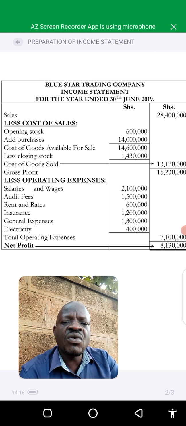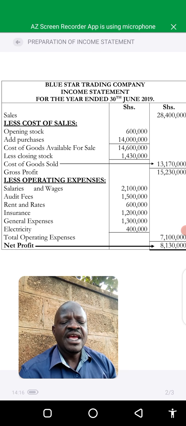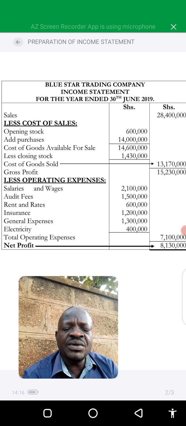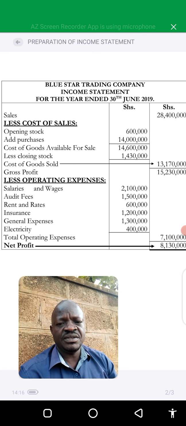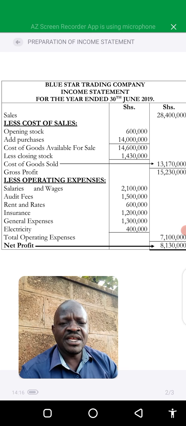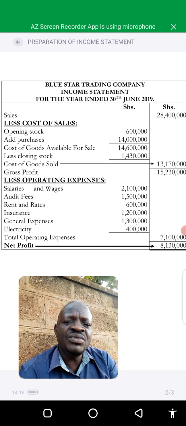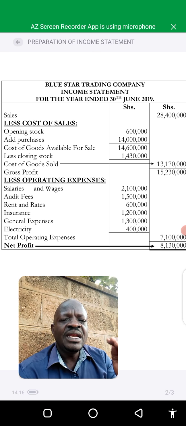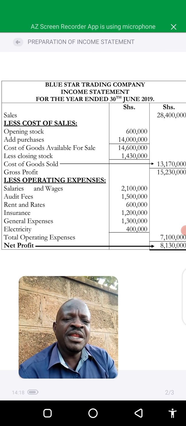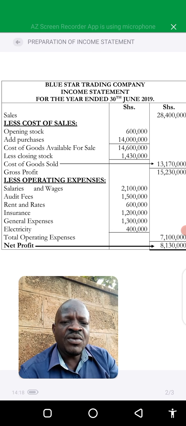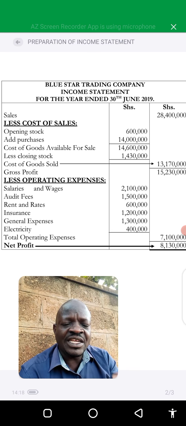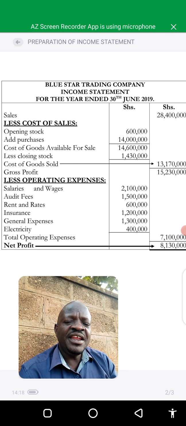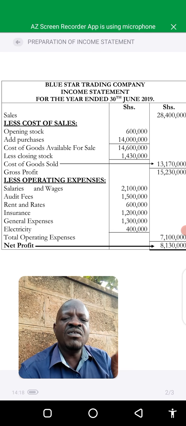Cost of goods sold or cost of sales, they are the same thing. And you can see that when you go back to our question, it is saying sales minus cost of sales. That's why the cost of goods sold, which is our cost of sales, is in the last column below the sales. Up we have 28,400,000 as sales. Down we have 13,170,000 as cost of sales. And the question says sales minus cost of sales. That formula gives us the figure of gross profit.